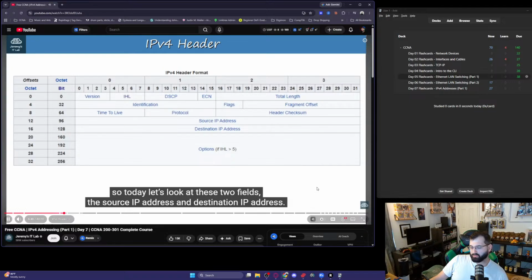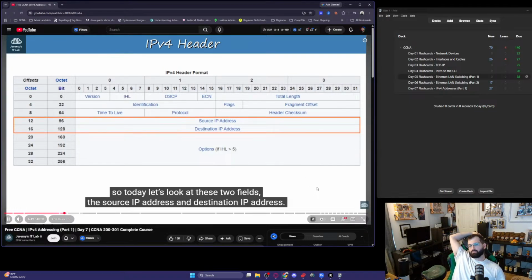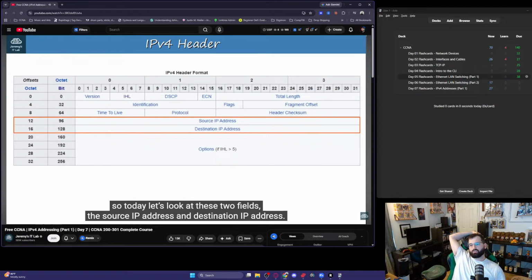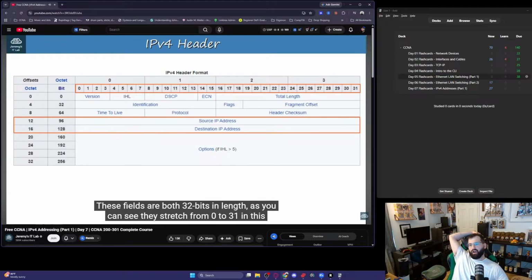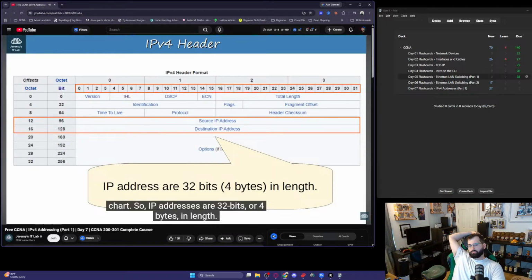So today let's look at these 2 fields, the source IP address and destination IP address. These fields are both 32 bits in length. As you can see, they stretch from 0 to 31 in this chart. So IP addresses are 32 bits, or 4 bytes, in length.